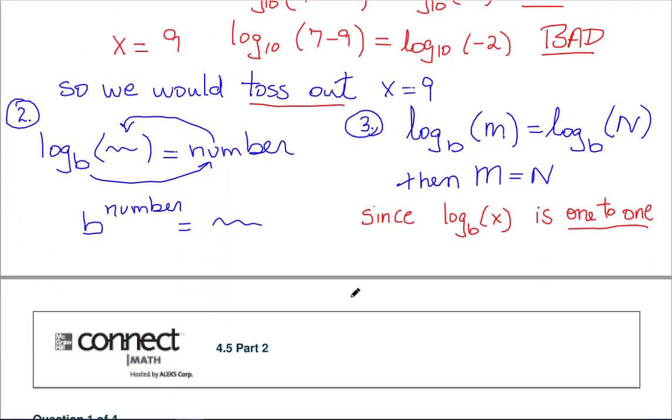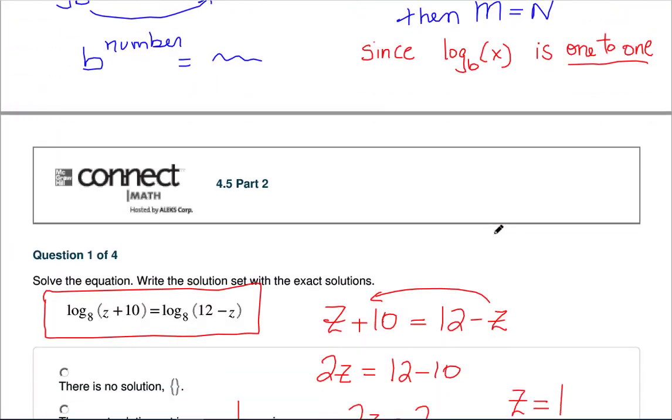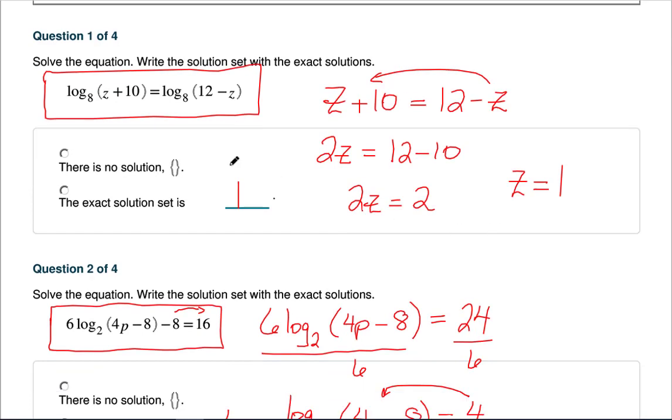The other things that we need are log b of something equals a number. We solve that by taking b to the number equals the something. And if our problem has just logs, no numbers, just logs, I repeat, just logs on both sides, then you can conclude that the inside parts have to be equal because the log function is 1 to 1. That's why that works. Alright, so question 1 here. Look, I do have log equals log.